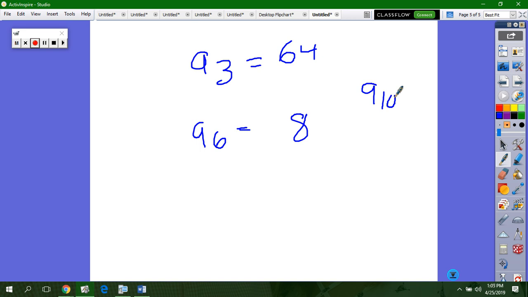Well, with these two things, just like last time, we found slope. Well, with 2 points, hey!